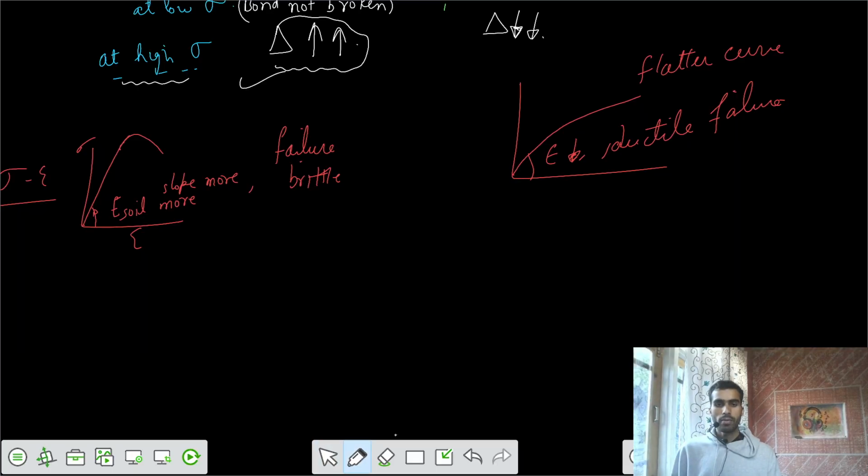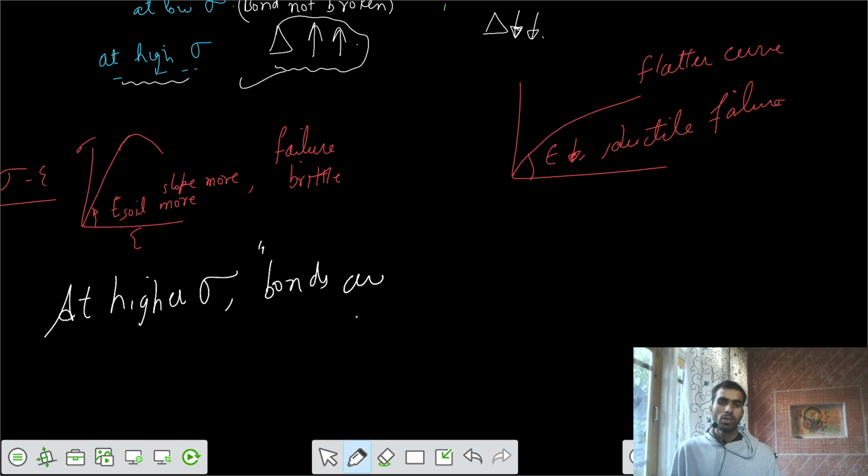And we write that at higher stresses, bonds are broken. Because bonds are broken, it doesn't matter now. So we would say that the strength on both sides is the same.